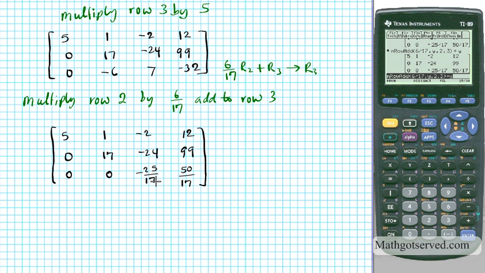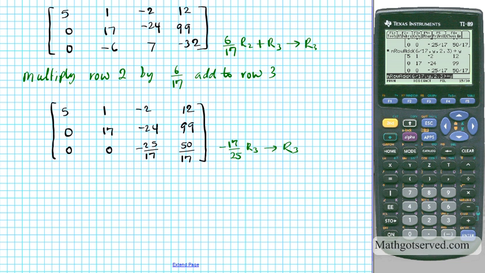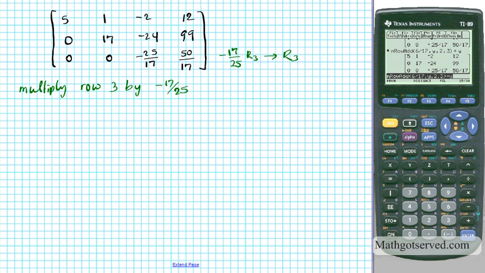So how do I make this a 1? I just multiply by the reciprocal, and that'll make this a 1, right? So what I'm going to do is I'm going to go negative 17 over 25 times row 3, and I'm going to store it in row 3, okay? Alright, that's a piece of cake. We can do that by hand, right? Totally. So what does this symbol that I wrote here mean? It means I just multiply row 3 by negative 17 over 25. This is just a multiplication. We're not adding anything here.